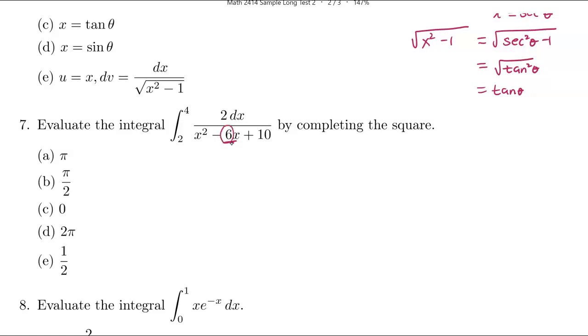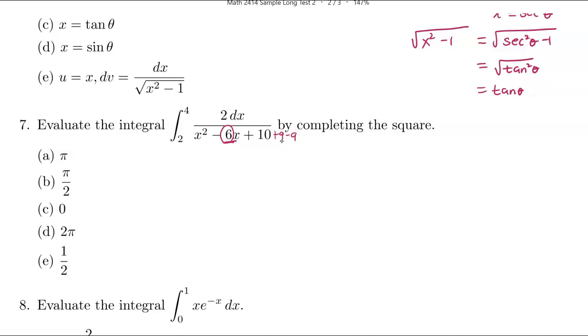Then you take half of that. Half of 6 is 3. And then you square it. The square of 3 is 9. That number is what you are going to add and subtract in the denominator. So essentially, you're just adding 0.